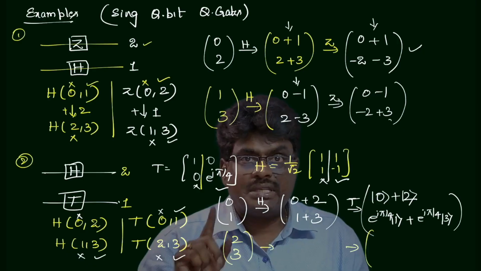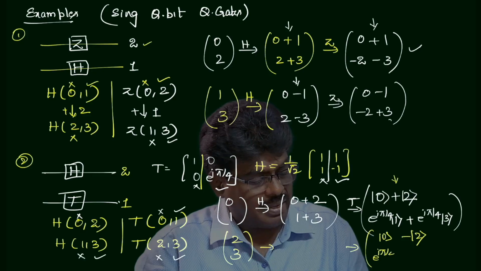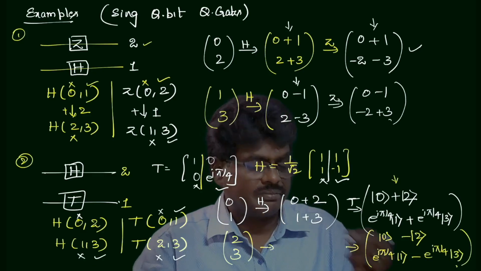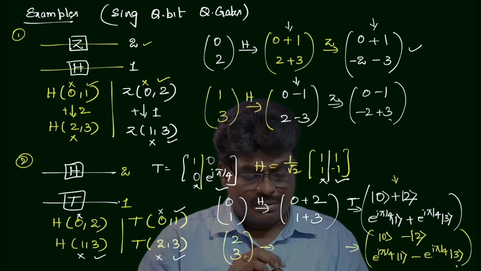You please do it and check. So I am just changing the sign in the middle. This is the middle sign, that is 0 minus 2, and this is e raised to i pi by 4, 1 minus e raised to i pi by 4, 3, like this. Okay, right. So like this we can do.